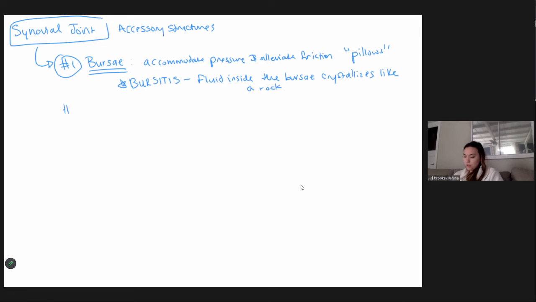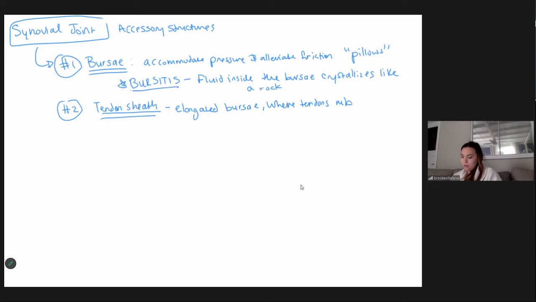Okay. The next one is the tendon sheath. Tendon sheaths wrap around elongated tendons. So these are actually elongated bursa. So their function is going to be the same. They're helping where tendons rub together. You don't get bursitis of the tendon sheaths. You just get bursitis associated with the bursa. But tendon sheaths are technically elongated bursa. Where they are found is in the feet and the hands.